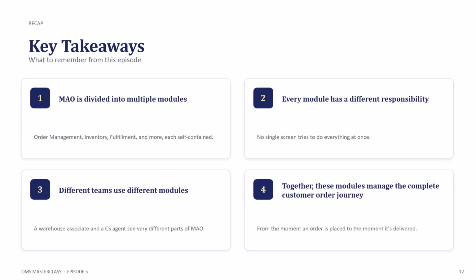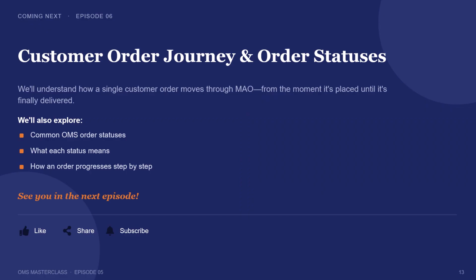Now, let's see what's coming up in the next episode. That brings us to the end of this episode. I hope you now have a clear understanding of the major modules in Manhattan Active Omni and how each one plays a different role in the overall order management process. In the next episode, we will look at the complete customer order journey and understand the different order statuses you'll see as an order moves through MAO.